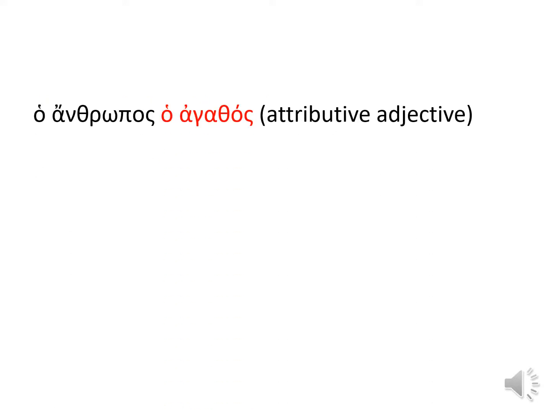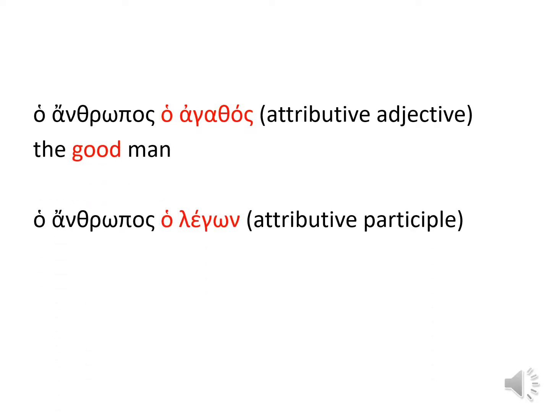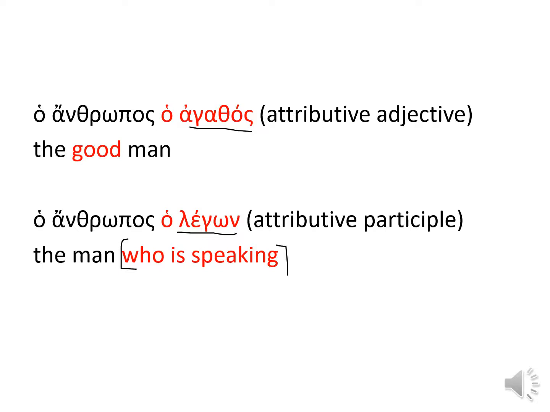All right, so don't be tripped up by this attributive position business. There you have an attributive adjective, an adjective with the article, the good man. Here we have an attributive participle. It's exactly the same structurally, isn't it? You have article, substantive, article, adjectival form, right? So here it's an adjective, here it's a verbal adjective, what we call a participle. So the man who is speaking, where who is speaking is a relative clause functioning like an adjective as a participle functions.